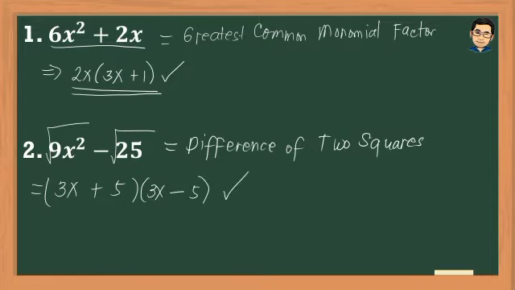So, kung i-check natin yung sagot, i-multiply lang po natin yung dalawang first terms, 3x tsaka 3x, that is 9x squared. And then, 5 times negative 5, that is negative 25. So, you can see, upon checking, bumalik po dun sa 9x squared minus 25. It means, yung factor natin na 3x plus 5 times 3x minus 5 is correct.